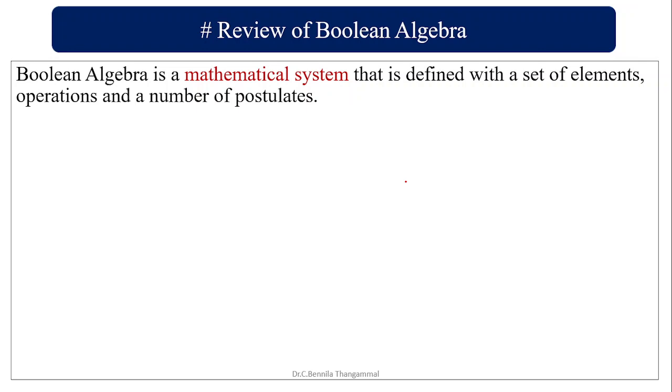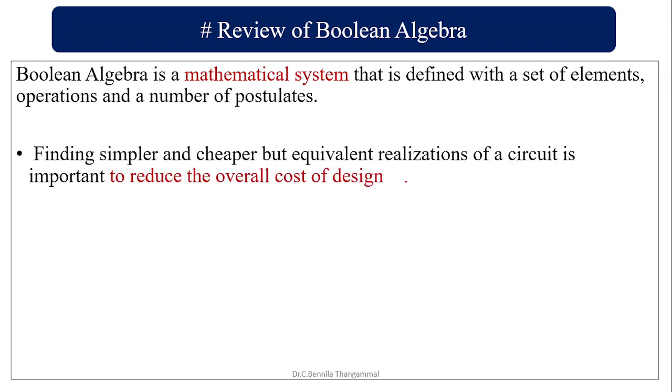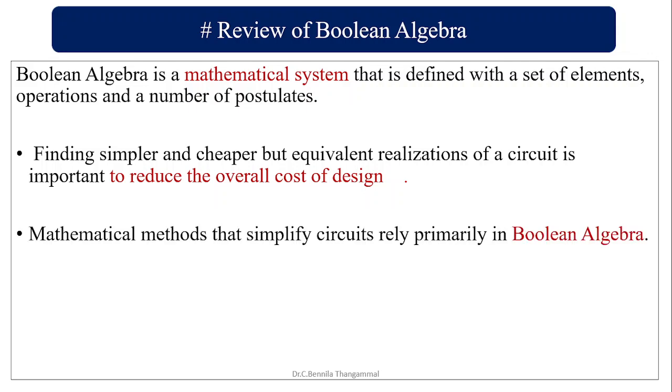Boolean Algebra is a mathematical system that is defined with a set of elements, that is your Boolean variable and its operation, and a number of postulates. Finding a simpler and cheaper but equivalent realization of a circuit is important to reduce the overall cost of design. So if your equation is going to have some 5 terms, and if I'm able to get the same output with the help of 2 terms, then 3 terms have been reduced, which reduces the overall cost of the design here.